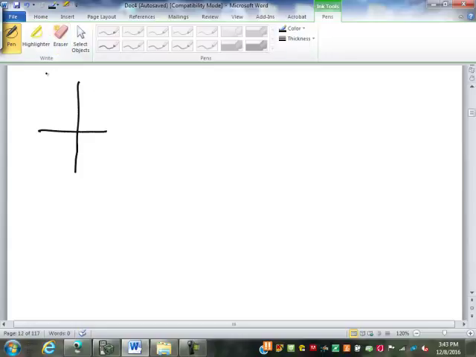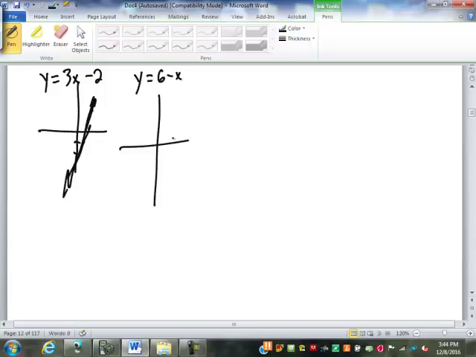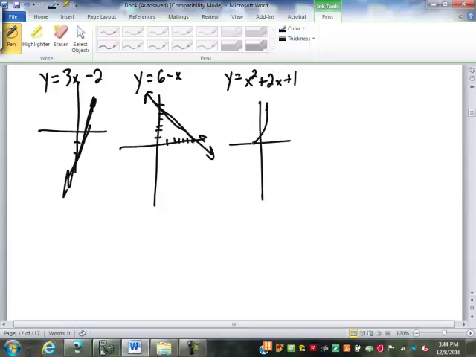What was the equation for number 1? Y equals 3x minus 2, so it's going to look something like this, right? Second one? Y equals 6 minus x. So line, something like that. Next one. Y equals x to the second power plus 2x plus 1. Y equals x squared plus 2x plus 1. This is going to look something like this.